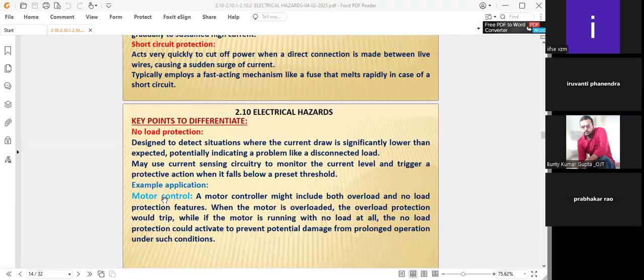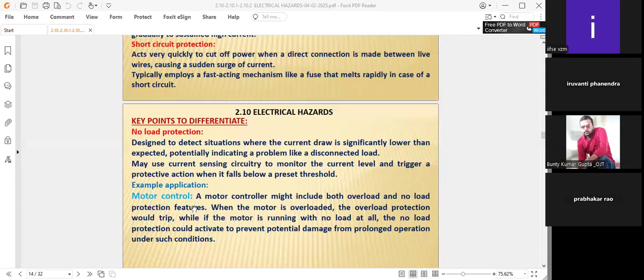That's why we have to install a motor MCC, that is, a motor control circuit, called motor control. A motor controller might include both overload and no load protection features. When the motor is overloaded, the overload protection would trip, while if the motor is running with no load at all, the no load protection could activate to prevent potential damage from prolonged operation under such conditions. Therefore, the MCC is always helpful for the equipment. No load can also be tolerated for some time, but not prolonged operation. See, the important point is that the no load protection could activate to prevent the potential damage from prolonged operation under such conditions.